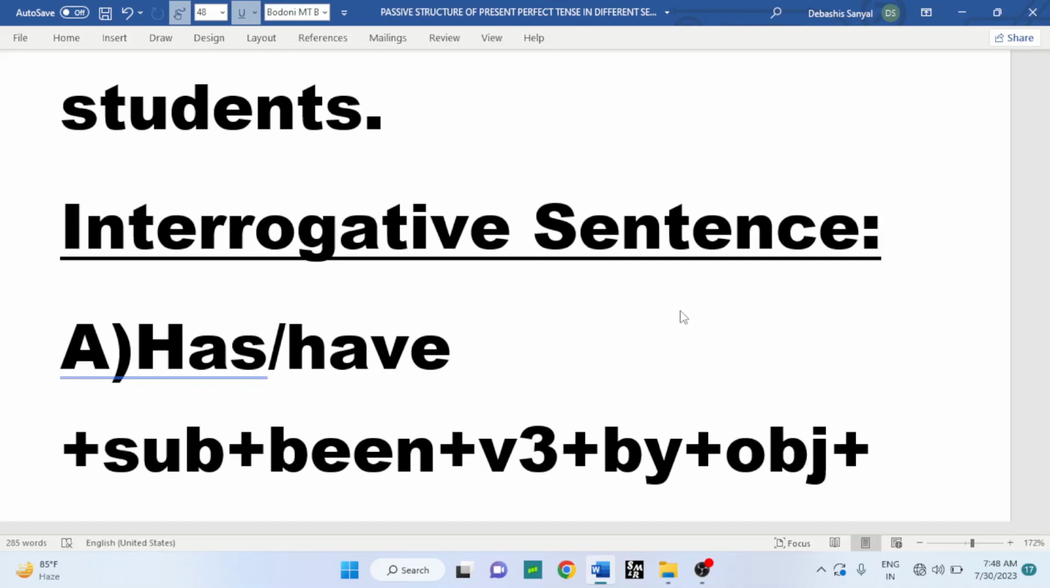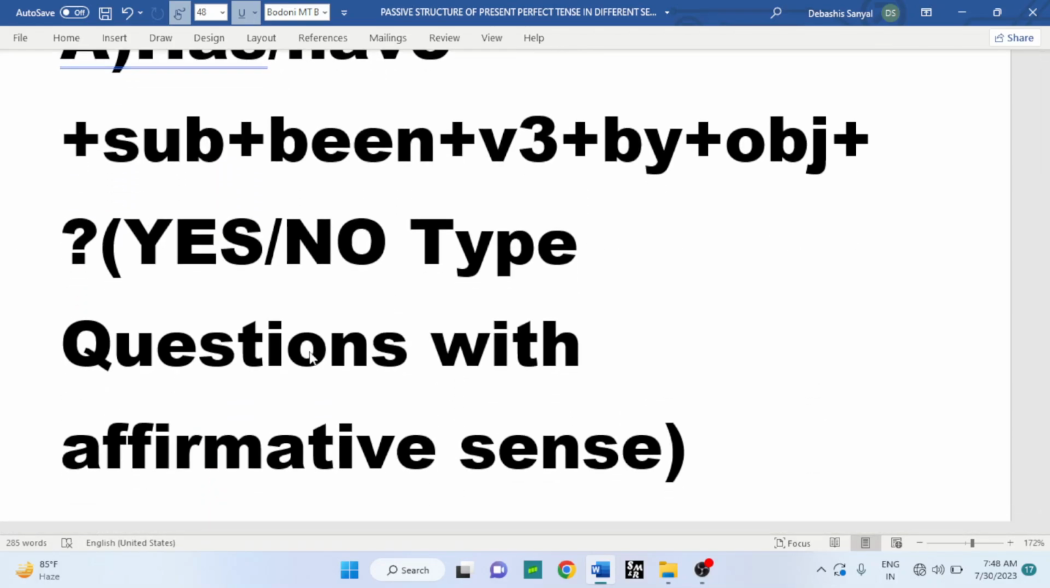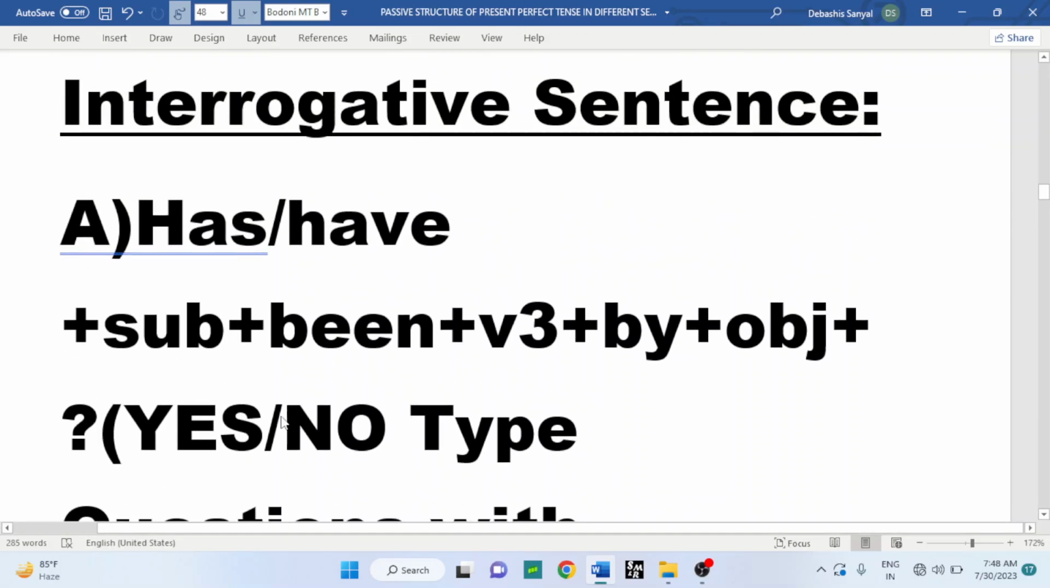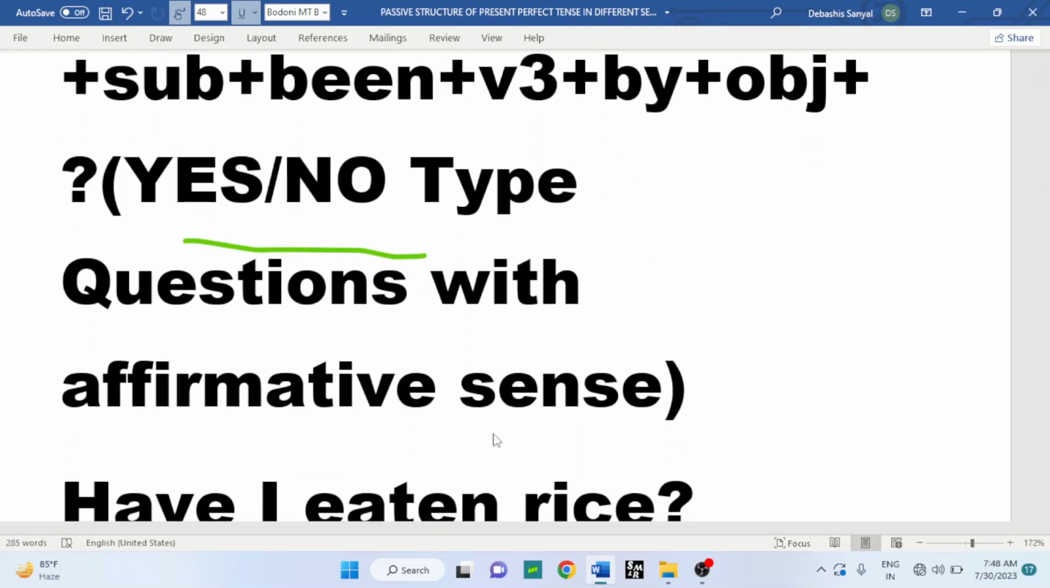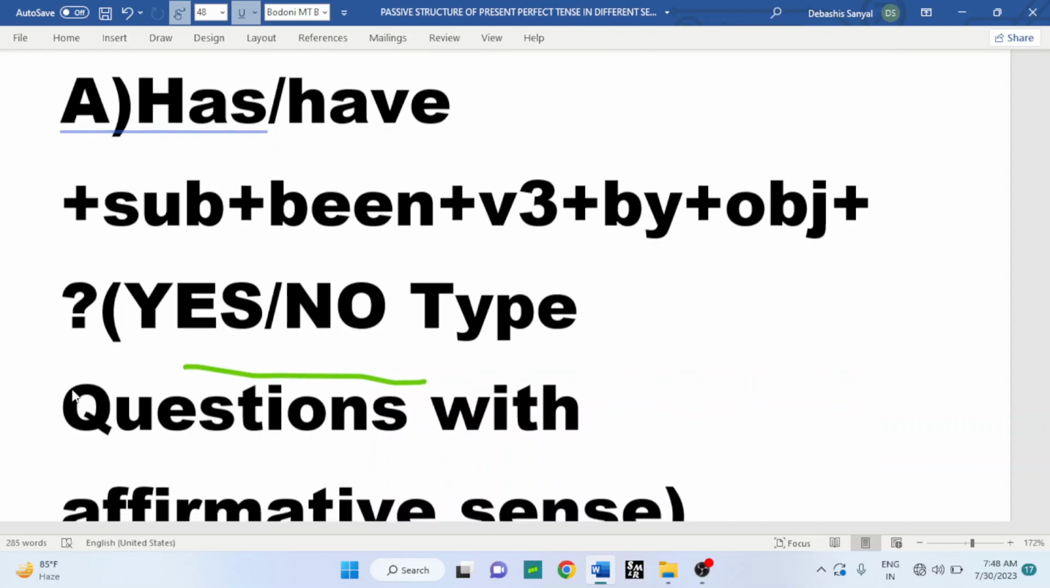Next, interrogative sentence. Okay, it's very interesting, and today I'm trying to tell you the different structures of interrogative sentences. How? The very first one, yes no type question with affirmative sense. Yes no type, the questions whose answer can be given using yes or no, but sometimes they tell us affirmatively. Okay, then has or have, then subject, been, third form of the verb, by, object, and at the end of the changed sentence, the passive one, we have to use a question mark.